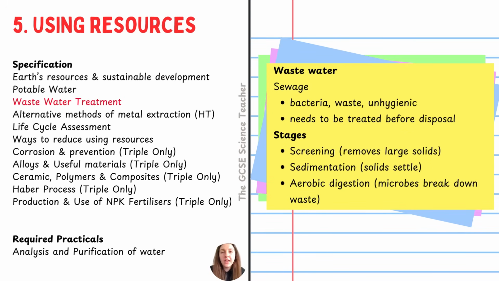Sewage has to be treated carefully because it contains contaminants. It also contains bacteria and it's unhygienic. It can cause illness. So it has to be treated before it's disposed.